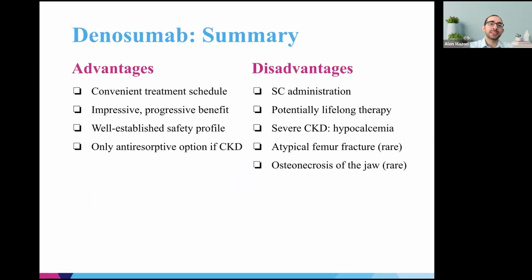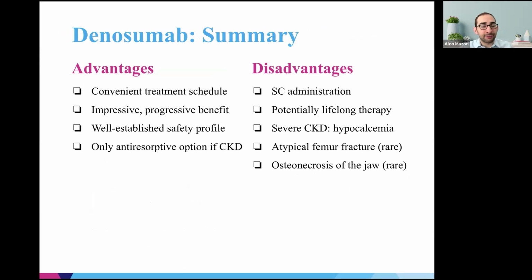And so denosumab has important advantages. It's a convenient treatment schedule because it's an injection every 6 months, impressive and progressive benefits at multiple sites, not just the spine and the hip, with a well-established safety profile because we have data up to 10 years of treatment. And it's the only anti-resorptive option if the patient has CKD.